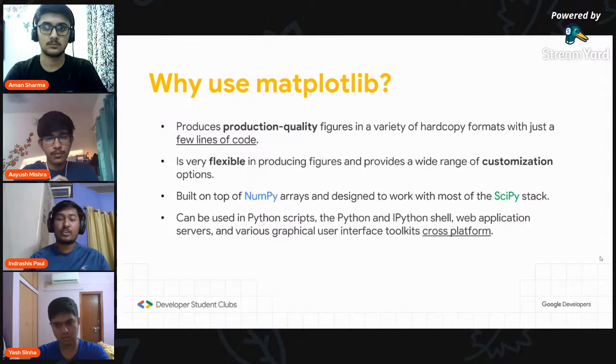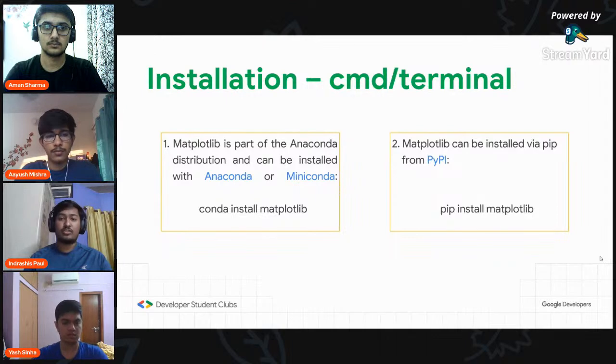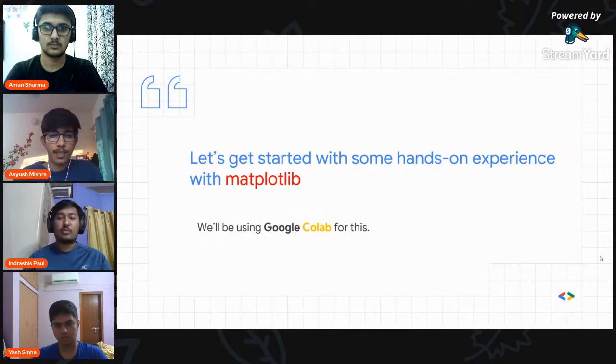Now, the most important thing when it comes to using Matplotlib is the installation, and just like the previous sessions, we'll be installing it through CMD or terminal. Matplotlib is a part of Anaconda distribution, and it can be installed either through Anaconda or Miniconda. The command for that is conda install matplotlib. Its official version can be installed from PyPI itself using pip, and the command for that is pip install matplotlib. That's about it for the introduction of Matplotlib, and let's get started with some hands-on experience with Matplotlib.